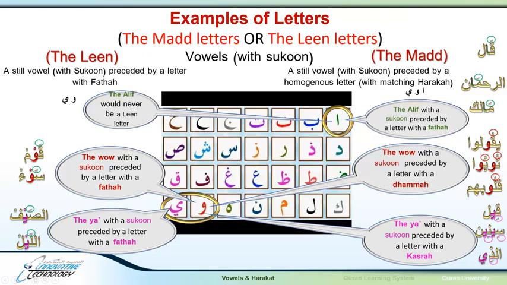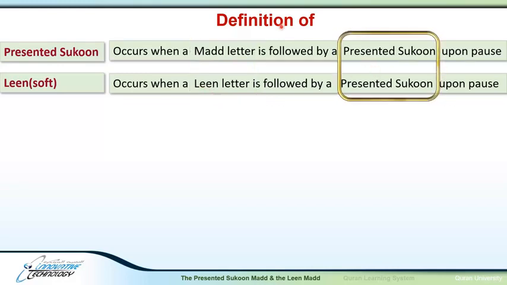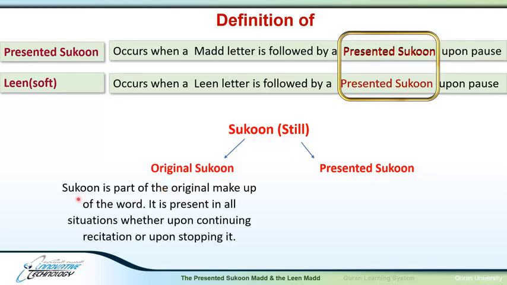So still vowels with sukoon preceded by a letter with fatha is the leen. Still vowel with a sukoon preceded by a homogeneous letter with matching haraka is a mad. We spent the last few minutes differentiating the mad and the leen letters. Now we'll move to describe what we mean by presented sukoon in our definition. The sukoon, the status of being still, can either be an original sukoon or a presented sukoon. The original sukoon happens when the sukoon is part of the original makeup of the word.